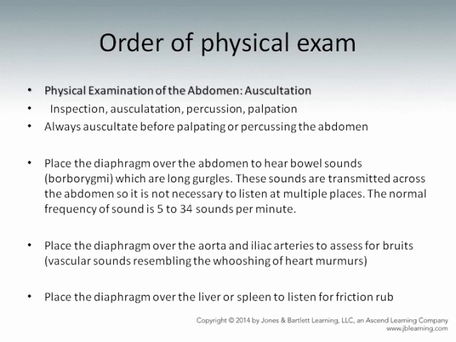Place the diaphragm over the aorta and the iliac arteries because you want to assess for bruits. And those are vascular sounds resembling whooshing. Remember, it's the blood trying to get past an obstruction. And place the diaphragm over the liver and the spleen, because you want to listen for a friction rub.